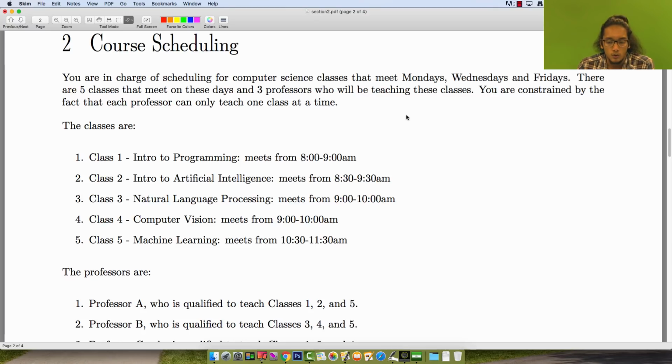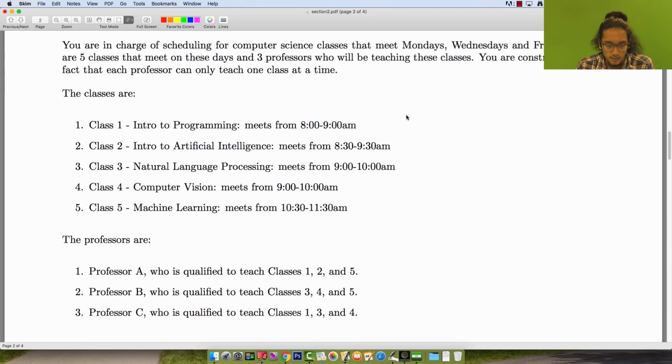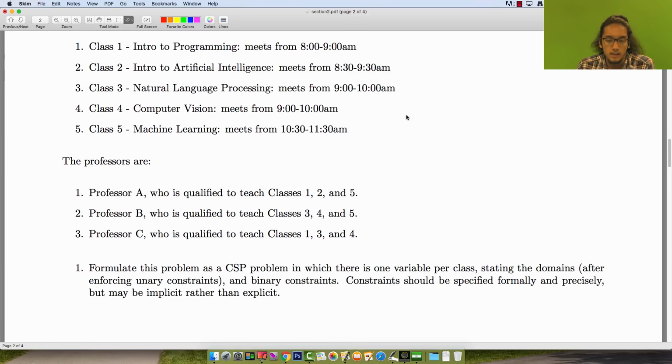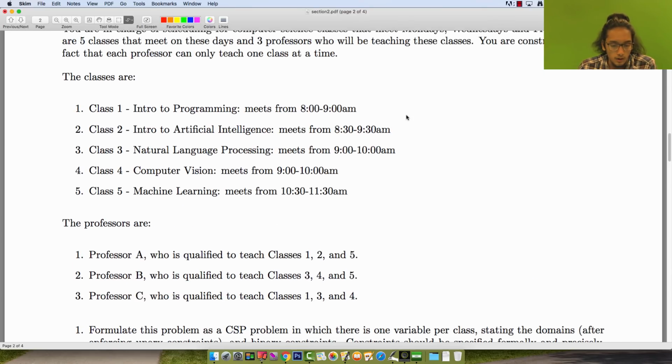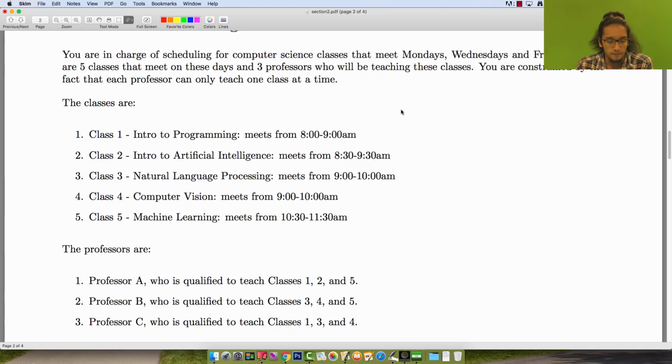So problem 2 is called course scheduling. It's our first CSP problem in discussion. And it's basically more or less just a mechanical CSP problem. So, just walking you through an example of how to set up a CSP.